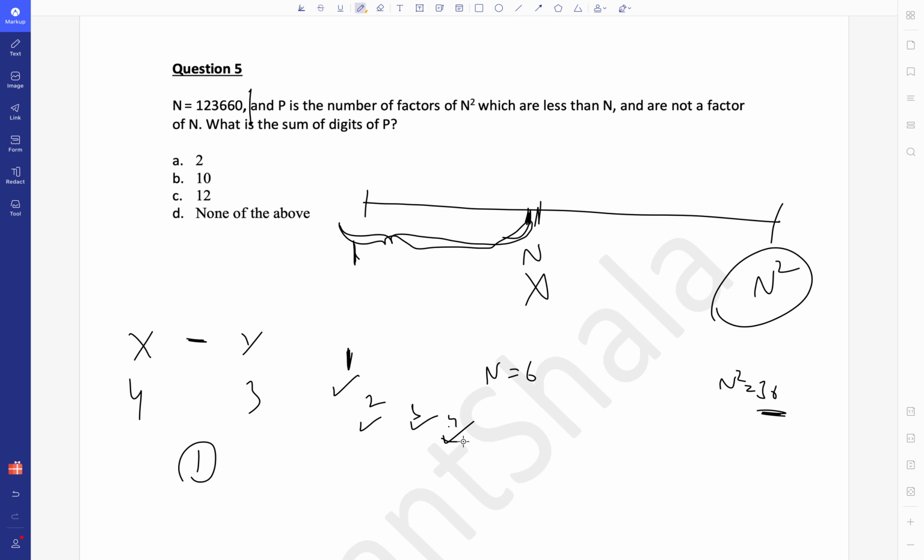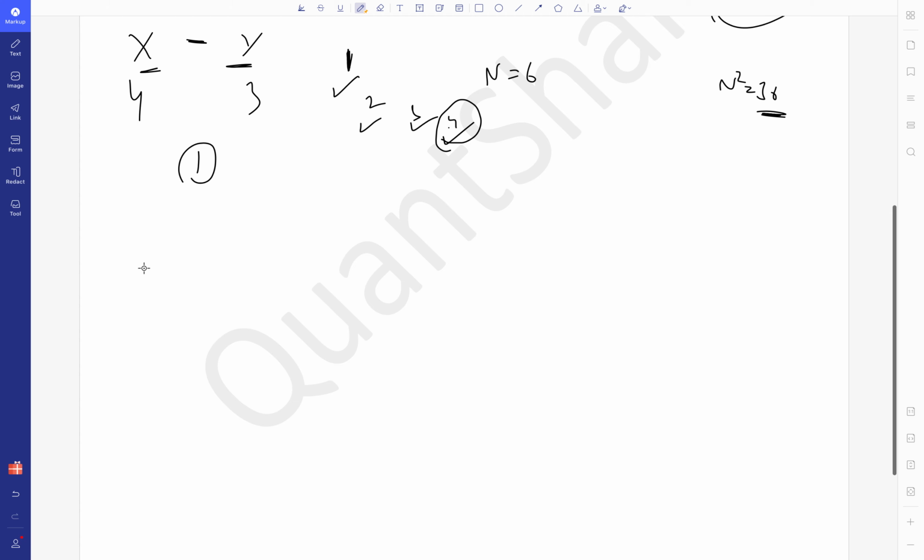And essentially, indeed 4 is the only factor of 36 which is below 6 and not a factor of 6. Okay, so we have broken down the question into two parts, calculating x and y. What is x? I'll write this in detail. We have to support the number of factors of n square which are less than n, minus the number of factors of n which are less than n.